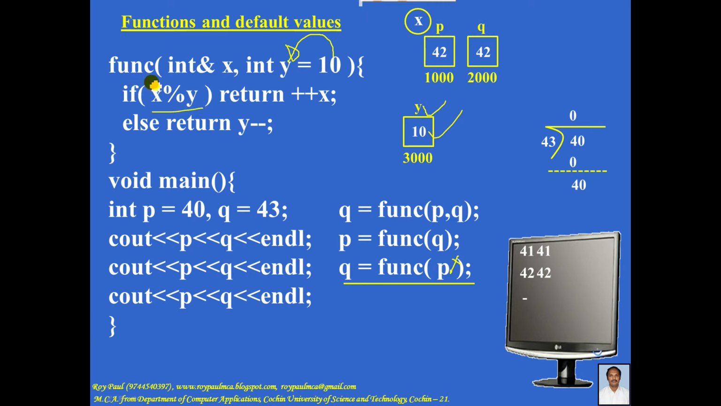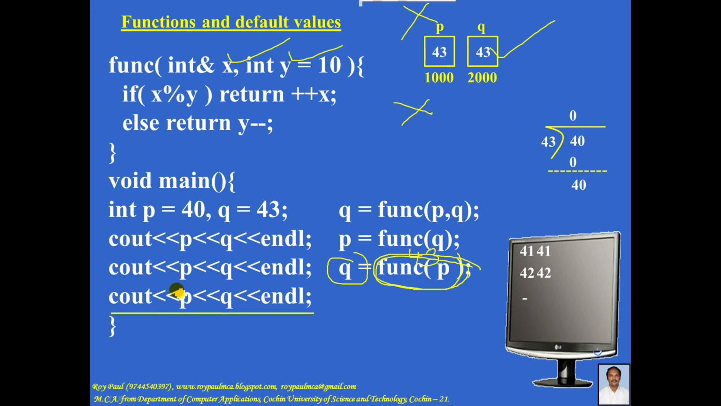Now x modulo y. What is x? It is 42. What is y? 10. So 42 modulo 10 is 2. And 2 not equal to 0. Condition true. So this will be executed. Prefix change and use, plus plus 42 becomes 43. And 43 should be used for returning the answer, meaning return 43. To where is 43 returned? To the point from where the function was called. So here you get 43, that is assigned to q. So now your q becomes 43. Finally, when the control comes here, remember the names x and y do not exist.